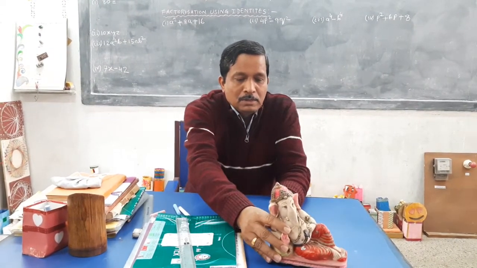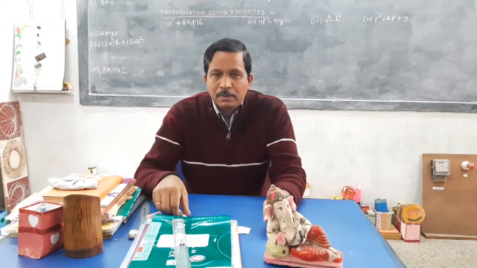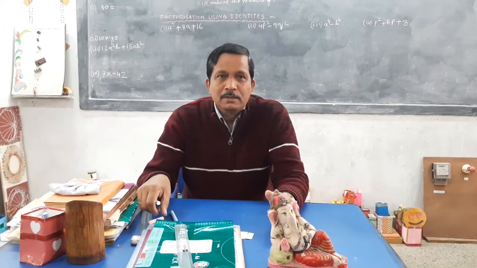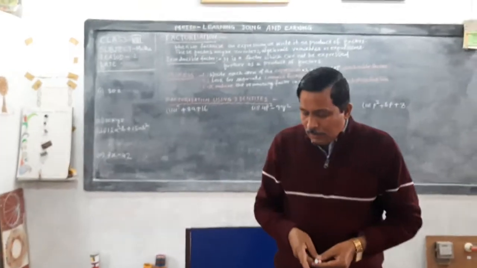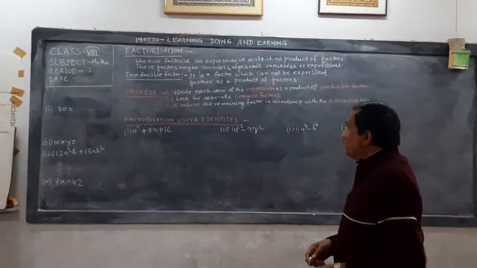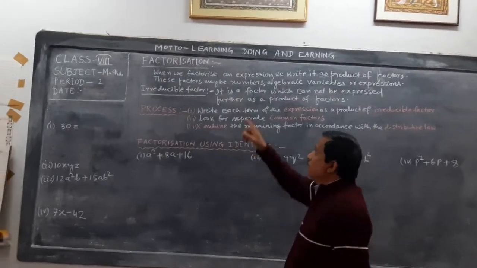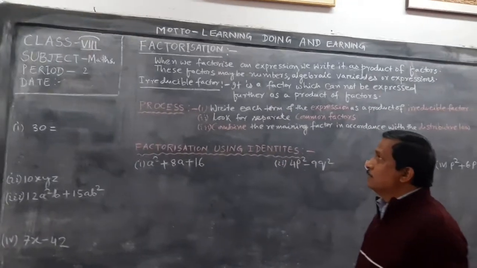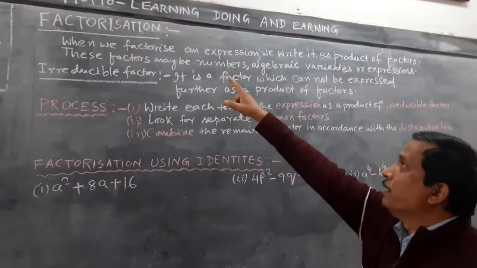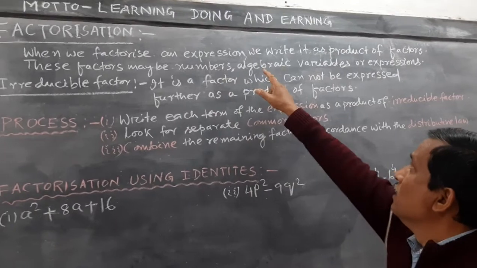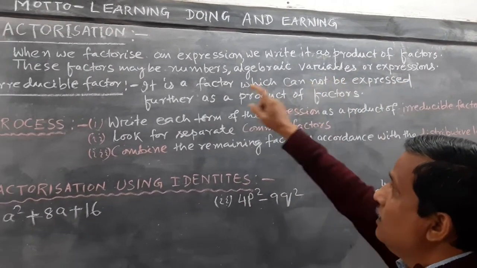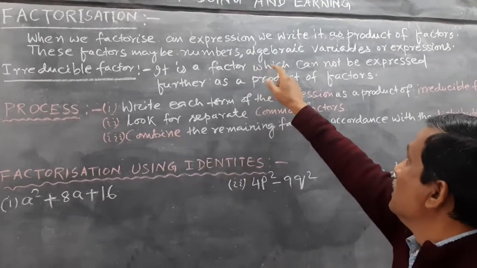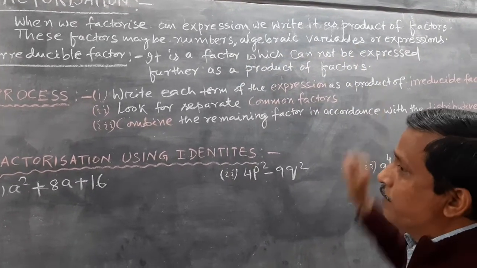We will now start the chapter about your factorizations. So, जय जगन्नाथ। जगन्नाथ जी आपका भला करे। And see, this is your factorizations. So, when we factorize an expression, we write it as a product of factors. These factors may be numbers, algebraic variables, or expressions.